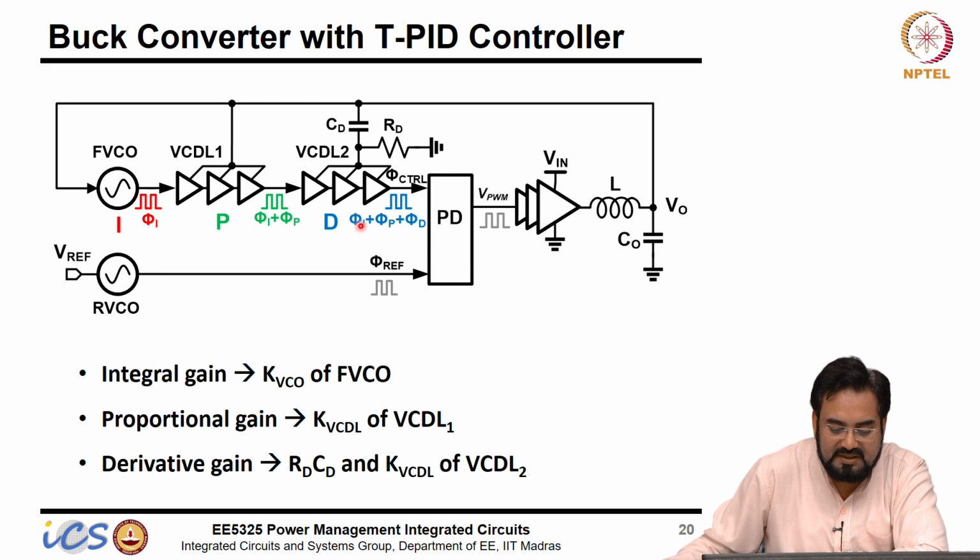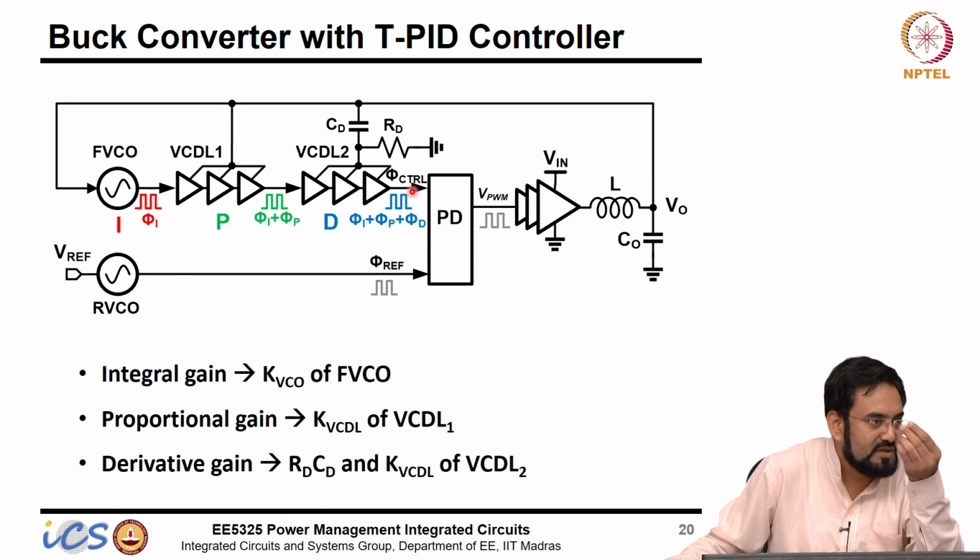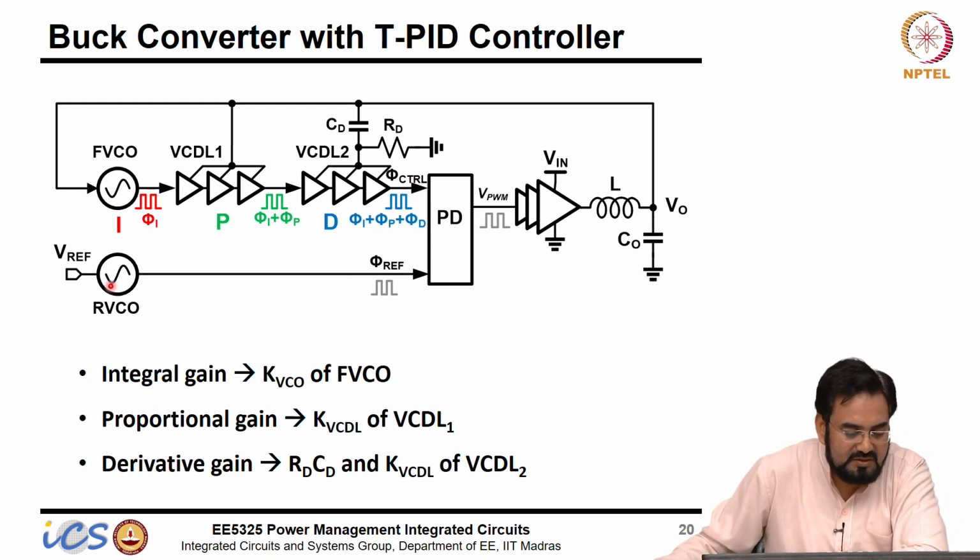So if this is phi I and this is phi p, the input to this is phi I plus phi p, so the output will be phi I plus phi p plus phi d. So this phi control will have all three components: integral, proportional and derivative. Now you can use this again, the reference VCO with the Vref, and the feedback loop will force the duty cycle to always give me the desired output.